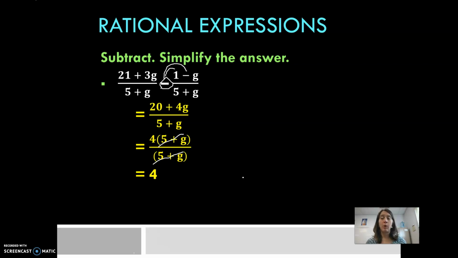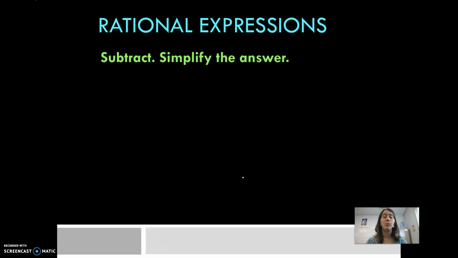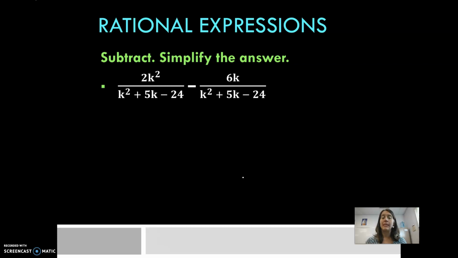Let's try one more example with this subtraction process. Just make sure we've got that idea of subtracting everything that we have in that second numerator. Our last example for today: 2k squared over k squared plus 5k minus 24, minus 6k over k squared plus 5k minus 24. These two denominators, again, are identical. They have the exact three pieces in both of those two fractions.